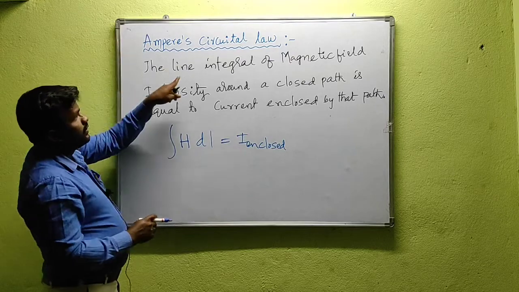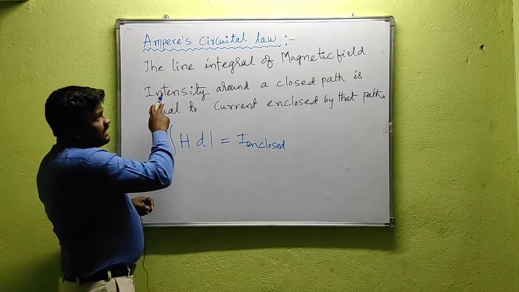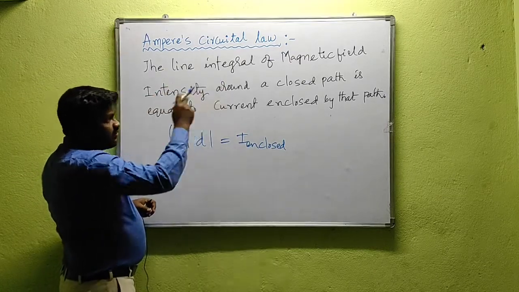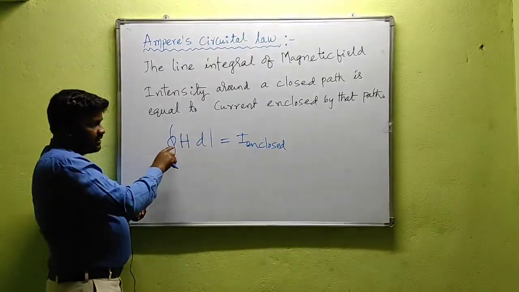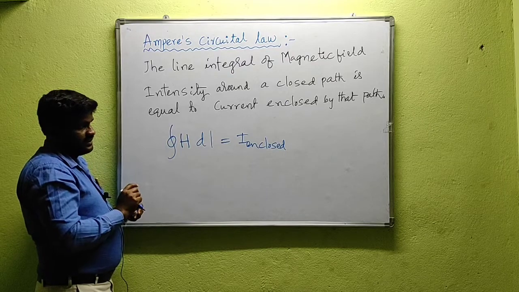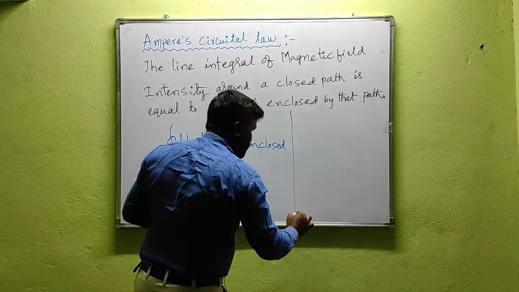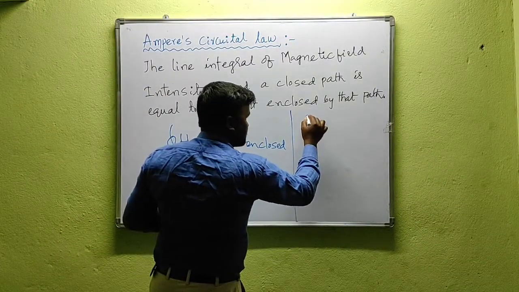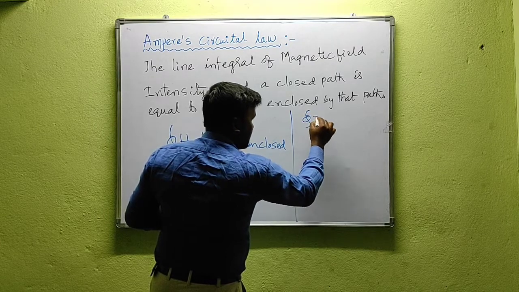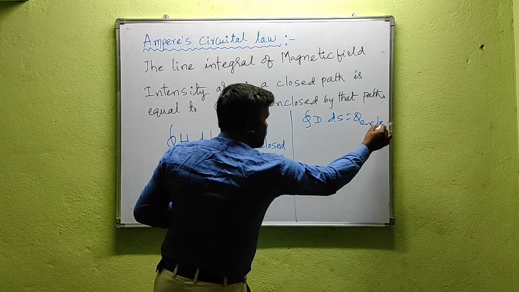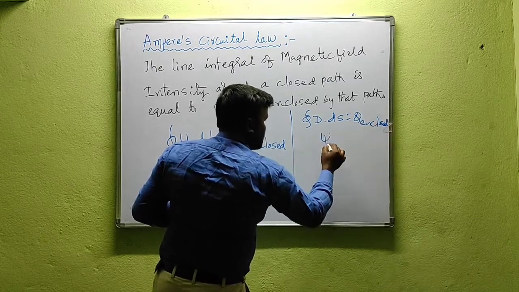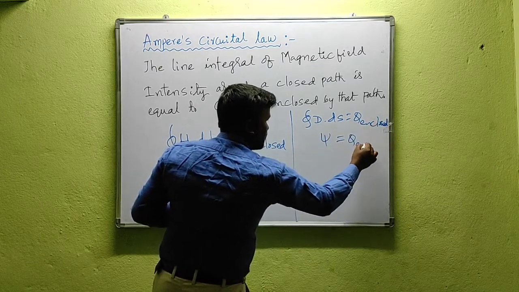But here we need to remember one thing. The line integral of magnetic field intensity around a closed path means we need to take a closed line integral like this. This law is symmetrical to Gauss law. Gauss law states that the integral of D dot dS is equal to Q enclosed, that is psi equals Q enclosed.